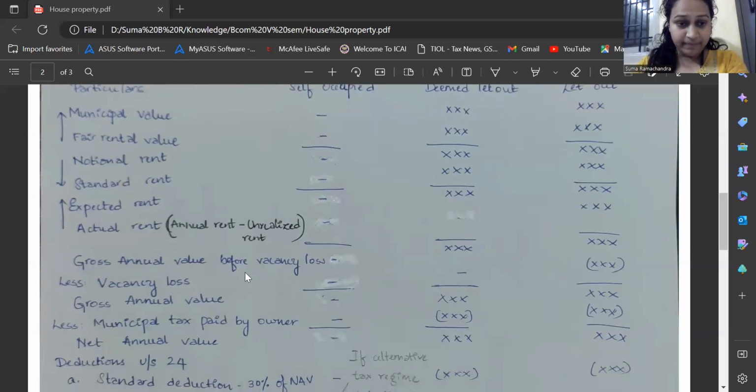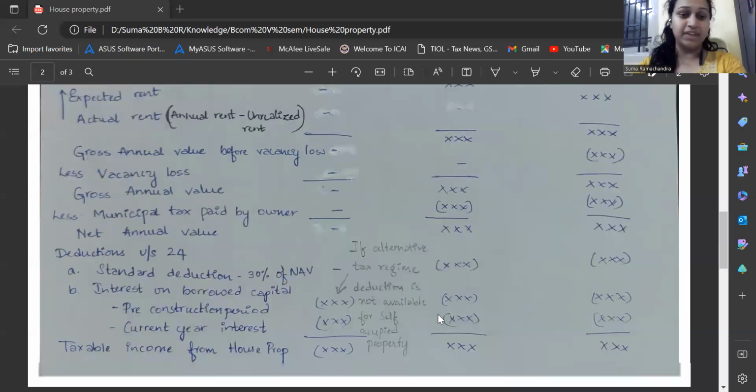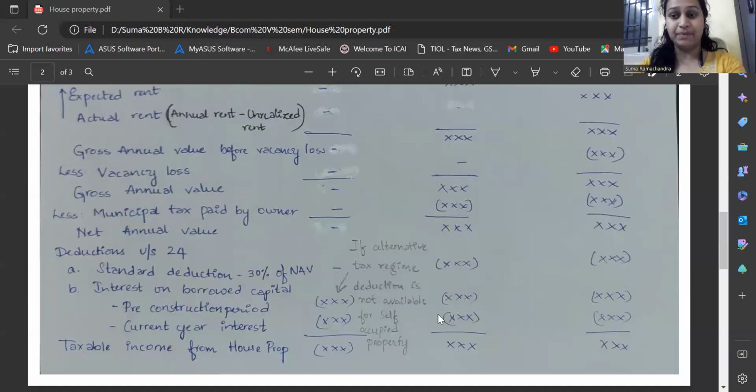And there will be no vacancy loss as well because you're not letting out this property. The same expected rent will be taken as gross annual value in your case. And if you have paid any municipal tax, that is, the owner paying the municipal tax during the current period, only then such deduction is available. After this, there's something called a standard deduction of 30% of NAV. That is, whatever is the value you're getting here, 30% of that will be given as a straight deduction. This is the standard deduction.